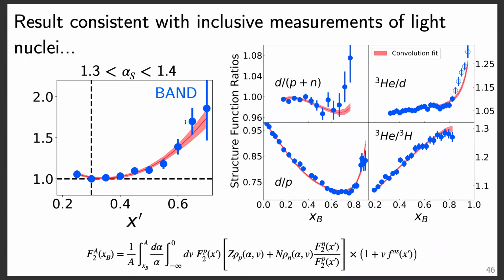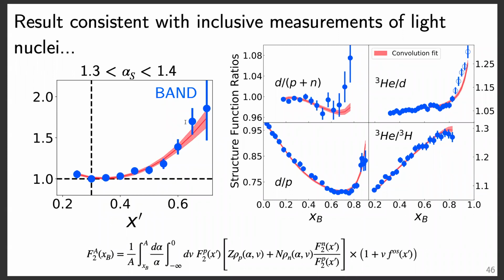So the first question that we asked ourselves when we saw this large effect is, are these results consistent with existing inclusive measurements? Obviously this is not a sufficient condition for saying, oh yes, our results are fine, because the whole problem here is that the inclusive measurements really don't do a good job of constraining these types of effects. But certainly, if our results didn't agree with inclusive measurements, that would be problematic.